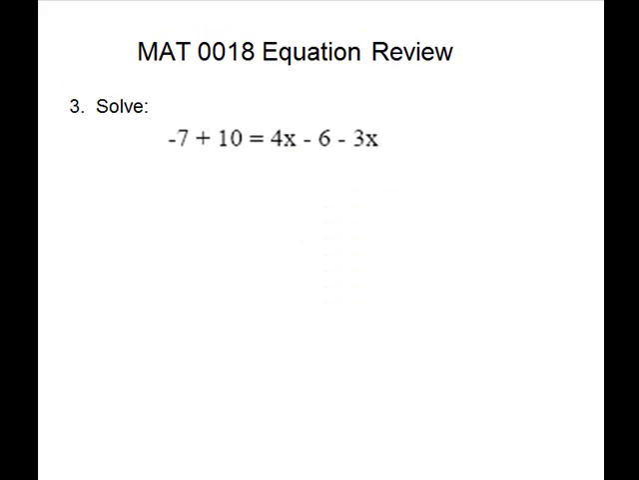Equation number 3. We are going to simplify on both sides before we start to solve. On the left-hand side, these are different signs. They're going to subtract, sign of the larger, to give us a +3. Bring your equal straight down. On the right-hand side, your 4x minus 3x, those are like terms. 4x minus 3x is 1x, or just x, minus 6.